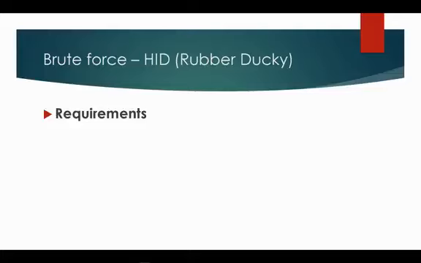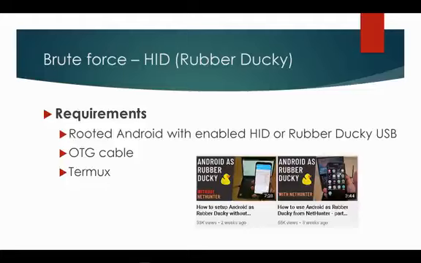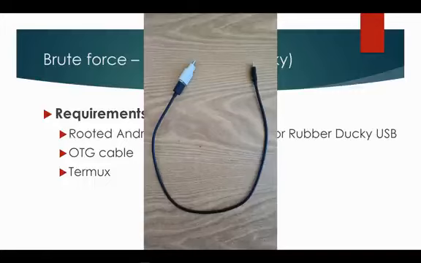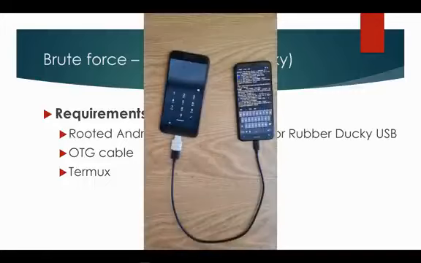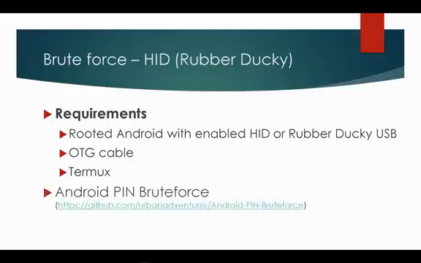Requirements for this technique are either a rooted Android smartphone that has HID enabled or a Rubber Ducky USB. How to enable HID for your Android, I prepared already 2 videos that are available on my YouTube channel. Then we need an OTG cable that is connected to our main and targeted smartphone. For HID brute force, we will use the Android pin and brute force tool that is available on GitHub. It's free and super handy.